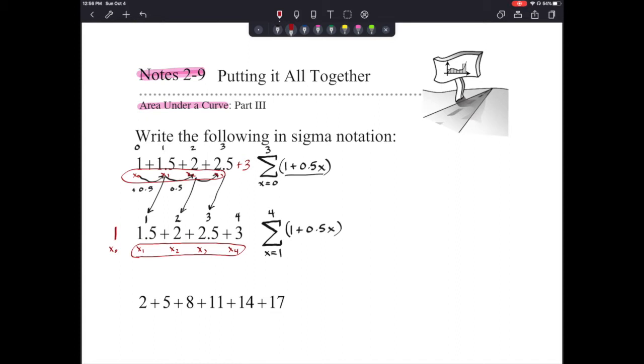So this last one at the bottom, can you just do that one real quick? We have 2 plus 5 plus 8 plus 11 plus 14 plus 17. Well, there's sigma. Our 0th term is here. That makes 1, 2, 3, 4, 5 terms away. So you're going to say x is equal to 0. We're going to the 5th term, and our 0th term is 2 plus 3 times x, because that's our common difference.